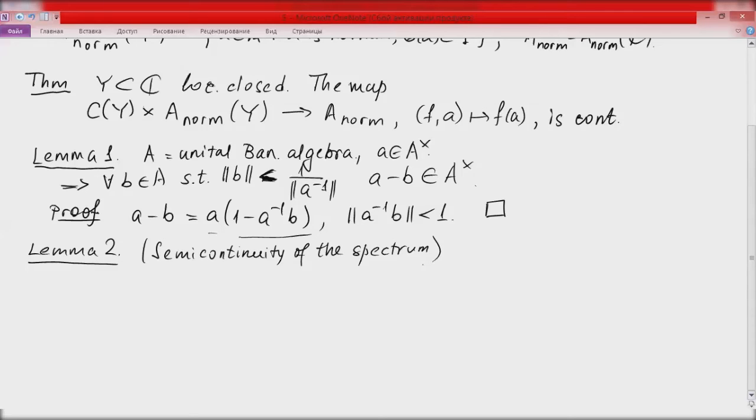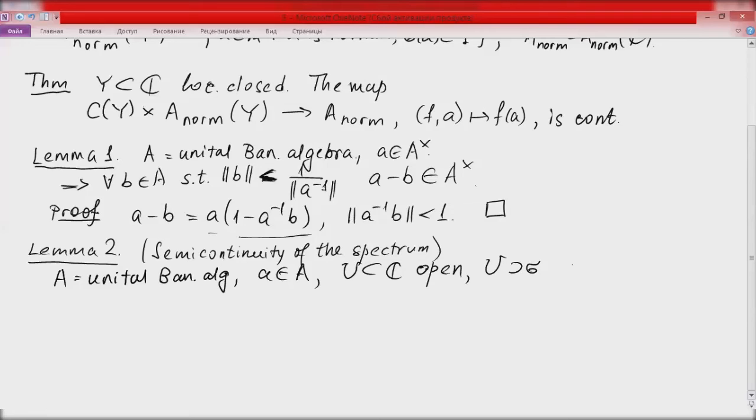Okay, so again, A is a unit of Banach algebra, and little a is an element in A. And suppose that U is an open subset of the complex plane, which contains the spectrum of A. I claim that there exists a neighborhood V of A in our algebra, such that for each element B in V, the spectrum of B is contained in U.